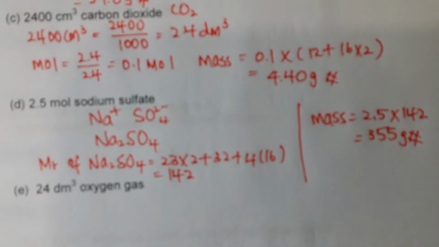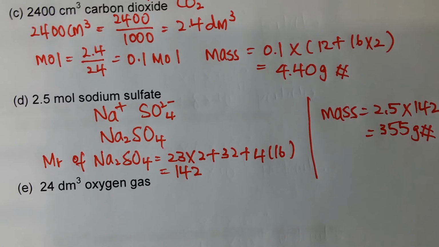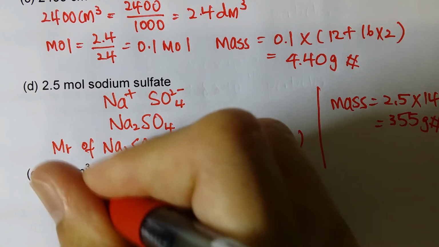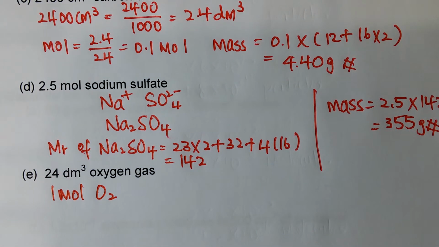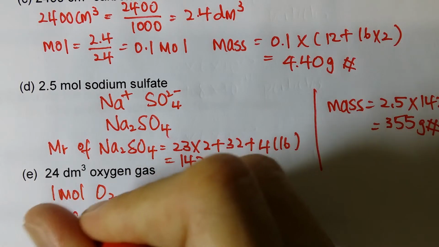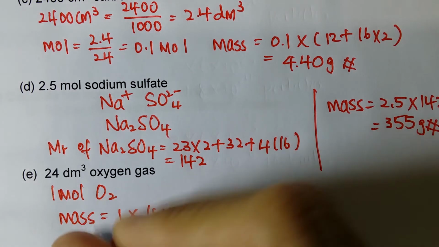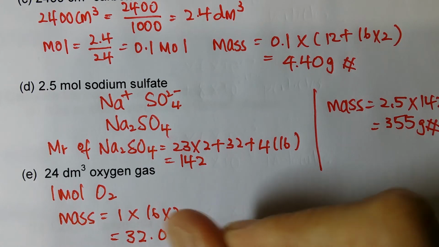Okay, next question, 24 dm cube of oxygen gas. Same thing, oxygen gas, 24 dm cube. So it is 1 mole. 1 mole of O2, because 1 mole of any gas would occupy 24 dm cube. So the mass would be 1 times 16 times 2, and that would be 32.0 gram.